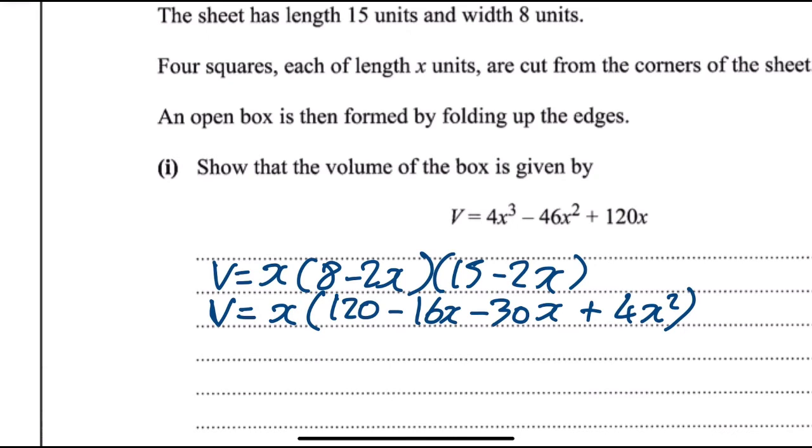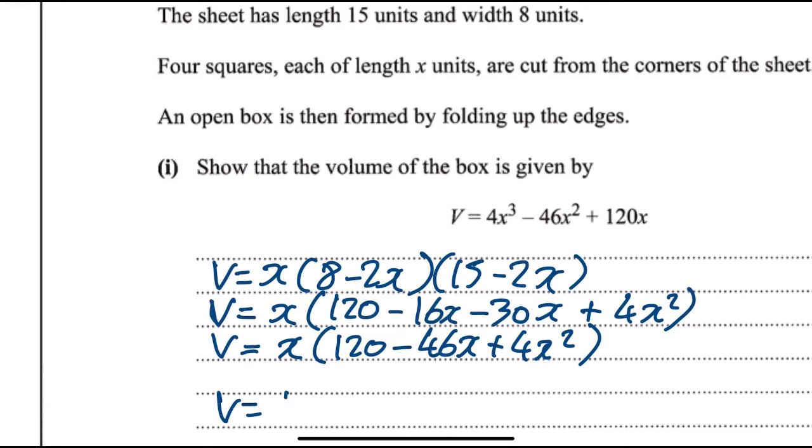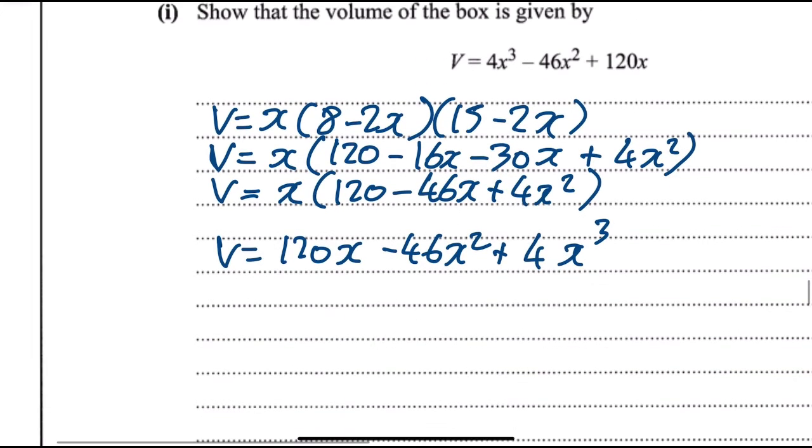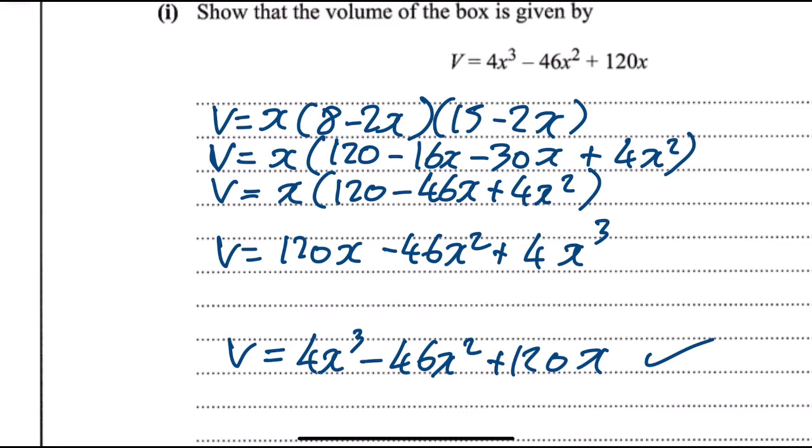We'll tidy that up. It's a bit of a mess. That's just going to be x times (120 minus 46x plus 4x squared). Multiply out and you will get 120x minus 46x squared plus 4x cubed, and then that means your volume is equal to 4x cubed minus 46x squared plus 120x, and that's it done.